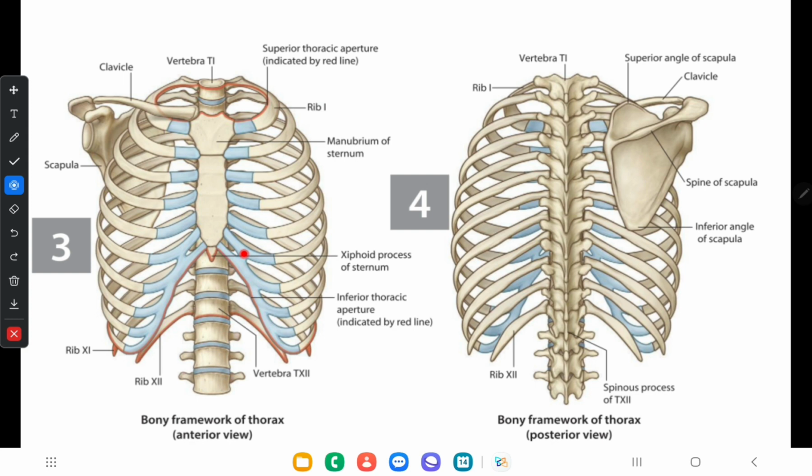Then 8, 9 and 10 ribs are called false ribs because they attach to the sternum indirectly, by attaching to the 7th rib. Then the 11th and 12th ribs are called floating ribs because, as you can see here, their anterior ends are free. They are not attached to the sternum. So they are called floating ribs.